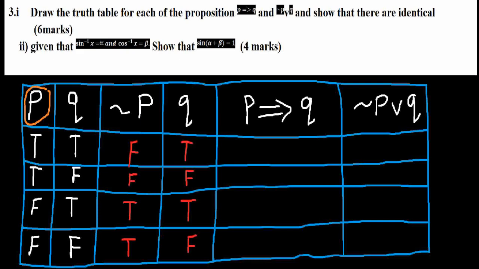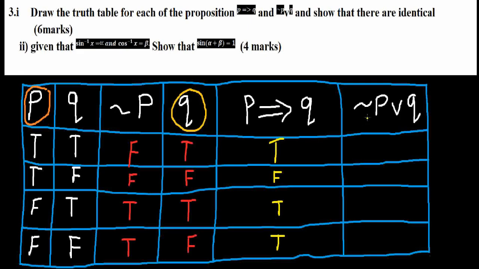So P implies Q, we are now dealing with the proposition P implies Q. We're dealing with this proposition. Now the first statement is true and the second statement is true, therefore P implies Q will give us true here. True, false will give us false, as I said earlier, because of the condition. And false, true will give us true, and false, false will give us true.